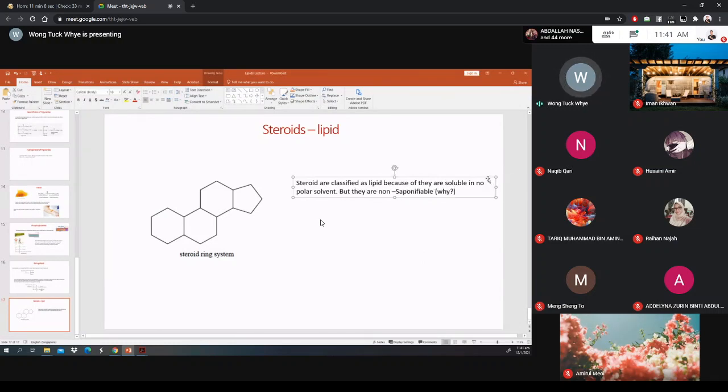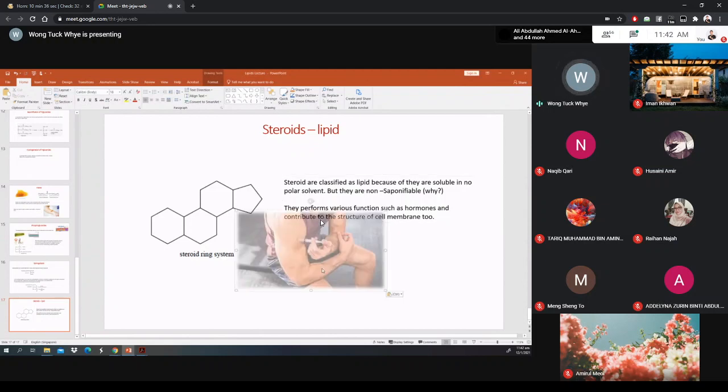Also, as I mentioned just now, steroids perform various functions such as hormones and contribute to the structures of the cell membrane too. Okay, it's one of the ways that contribute to the structures too. Okay, I believe that when you heard about steroid, you thought of this.